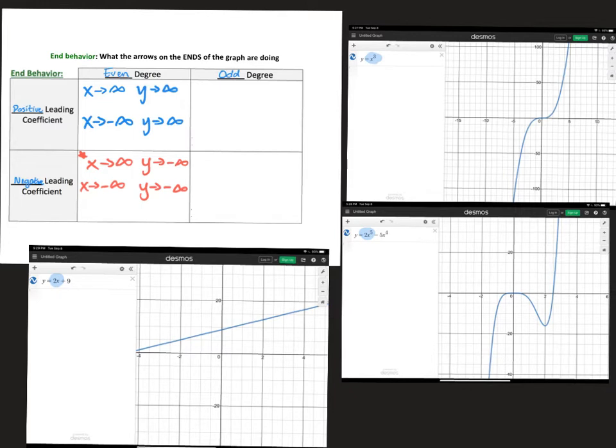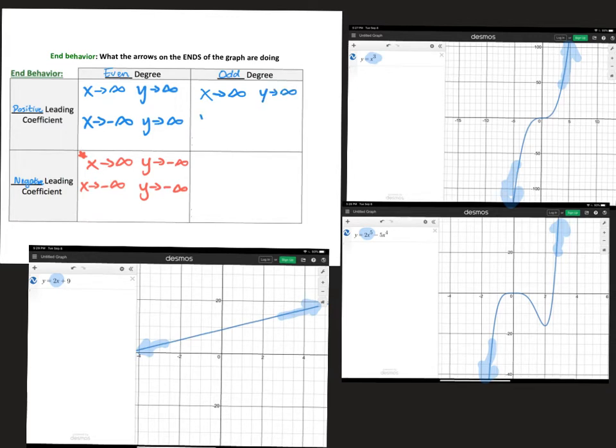All of these have similar end behaviors. In other words, the positive side is going up and the negative side is going down. That's true for all of these graphs. So for all of these graphs, we can say that as x approaches positive infinity, the positive side is going to go up to infinity. So y is approaching infinity.